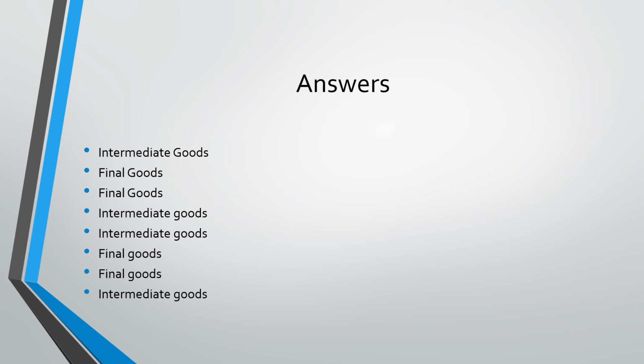The first one was paper purchased by a publisher. The publisher is not directly going to sell the paper. He will convert it into a book or a journal. The printing work is yet to be done, so that paper is working as an intermediate good. Next is furniture purchased by a school. The school is directly going to use that furniture, so it is a final product for the school. So it is a final good. Now milk purchased by a household, I have already given you this example, so it is a final good.